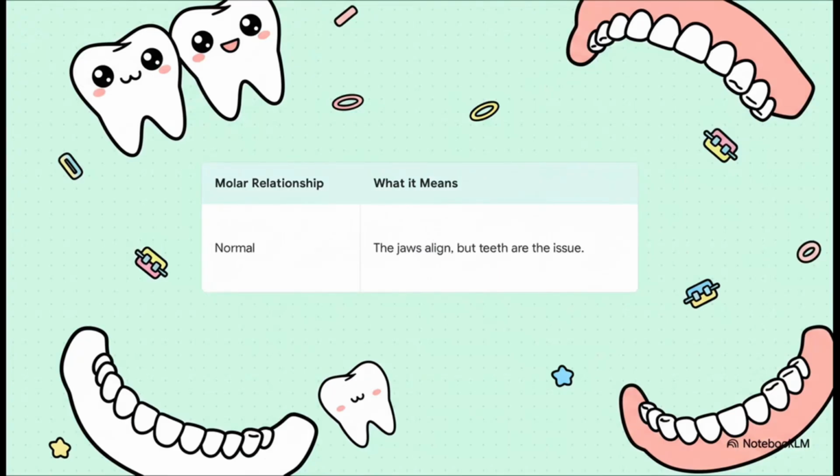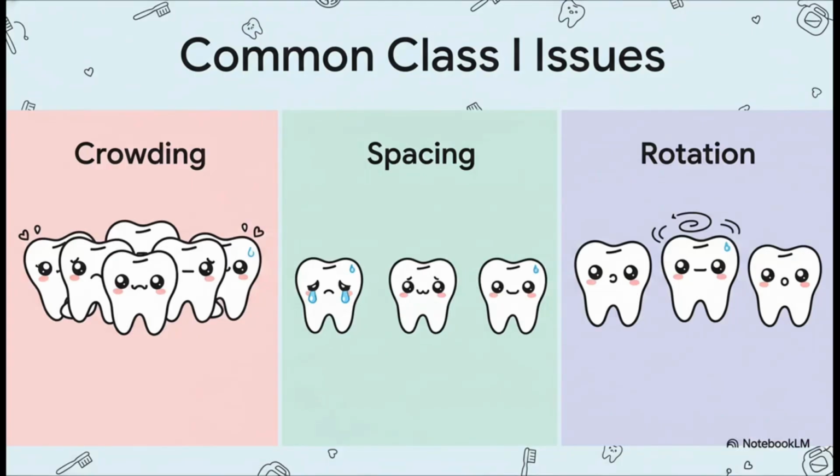Now, in a class 1 case, those main molar gears are actually lining up just fine. The jaws are in the right spot. So the issue isn't the foundation of the house, it's the furniture inside. The problem is with the teeth themselves. And this is where you see all those classic issues you've heard of, right? We're talking about crowding, where teeth are all jammed together, or spacing, with big gaps, or maybe you have some teeth that are just rotated or twisted out of place.